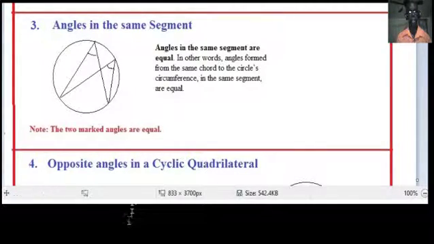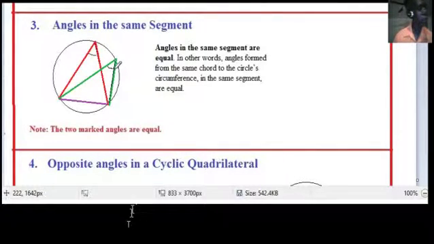Theorem 3. Angles in the same segment. Angles in the same segment are equal. In other words, angles formed from the same chord to the circle's circumference, in the same segment, are equal. This purple line is a chord. A chord is a line segment whose endpoints both lie on the circumference. It does not go through the center of the circle. A chord divides the circle into segments. Here are your 2 segments. These 2 marked angles are formed from the same chord to the circle's circumference, in the same segment. These 2 marked angles are equal.